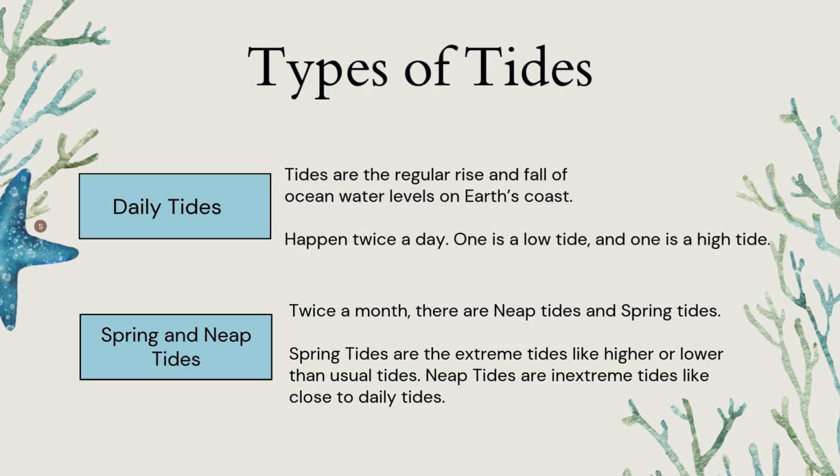Next are spring and neap tides. Twice a month, there are neap tides and spring tides. Spring tides are the extreme tides, like higher or lower than usual tides, and neap tides are the opposite. They're not extreme tides, like the closer ones to the daily tides.